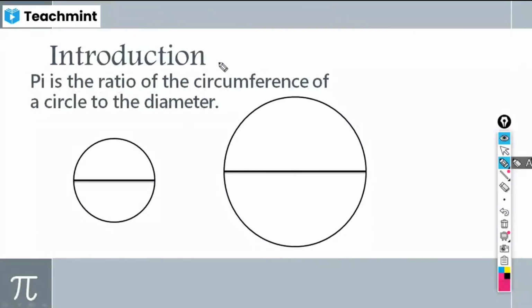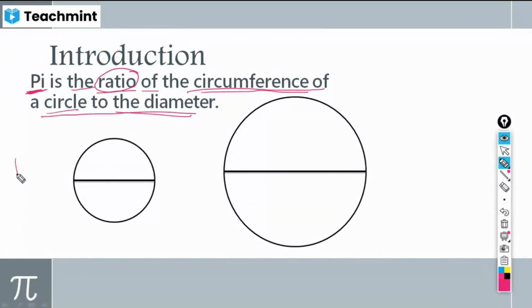Now, the meaning of pi. Pi, what we have written here, it is the ratio. It is basically the ratio of the circumference of a circle to the diameter. This is a ratio. A ratio of what? That is, of the circumference of a circle to its diameter.